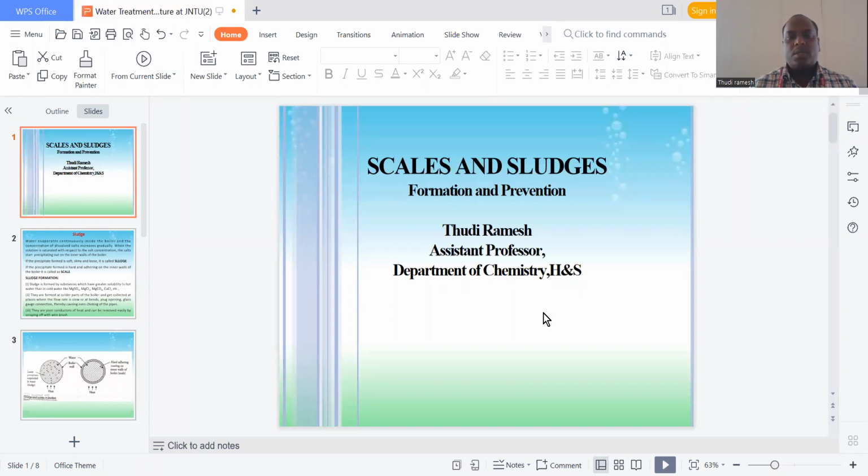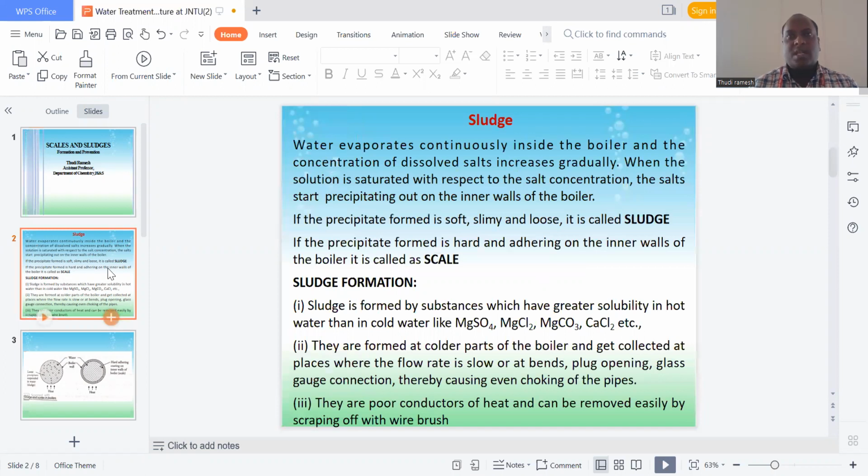So today we are going to see the definition of scales and sludges, then the causing salts, the disadvantages, and at the same time, how to prevent these scales that we are going to discuss in today's class. So first we'll get into these sludges. So what is a sludge?